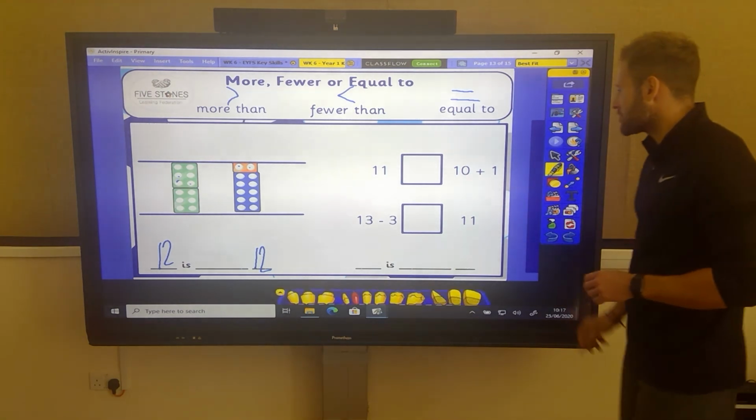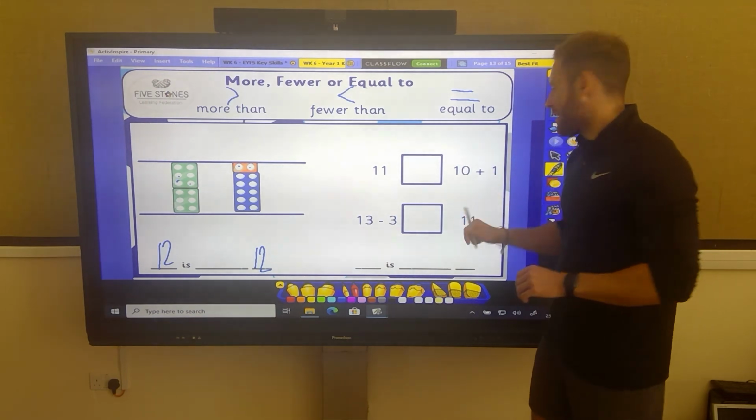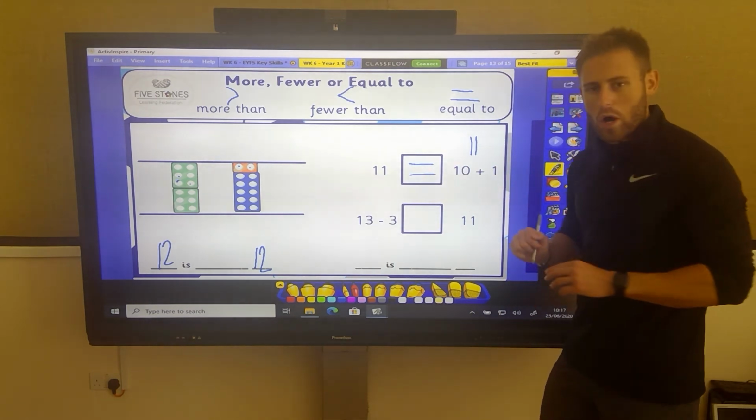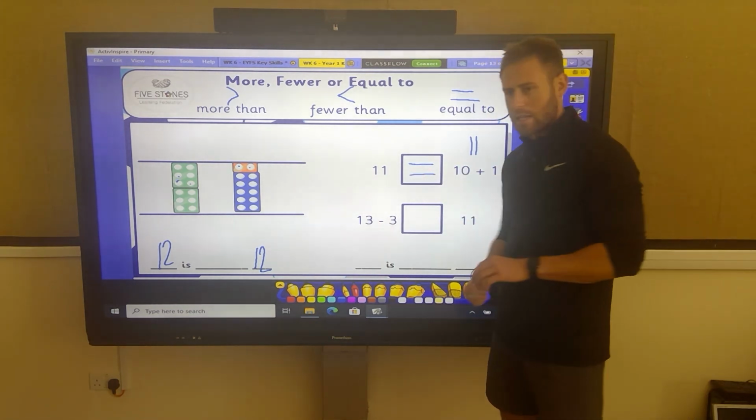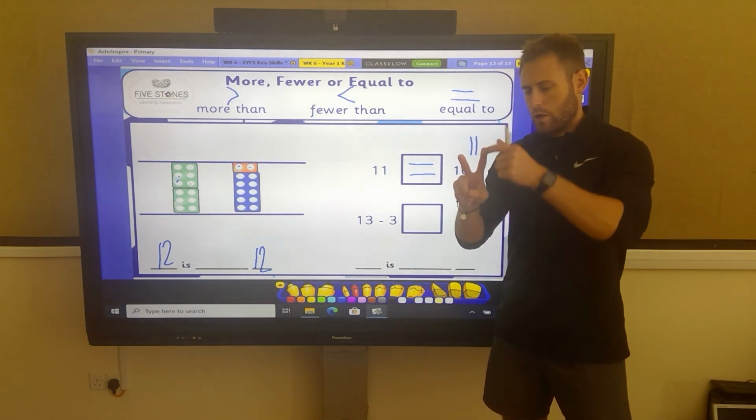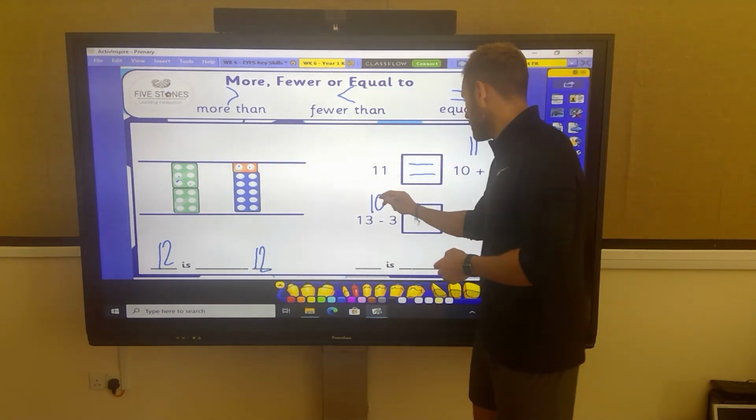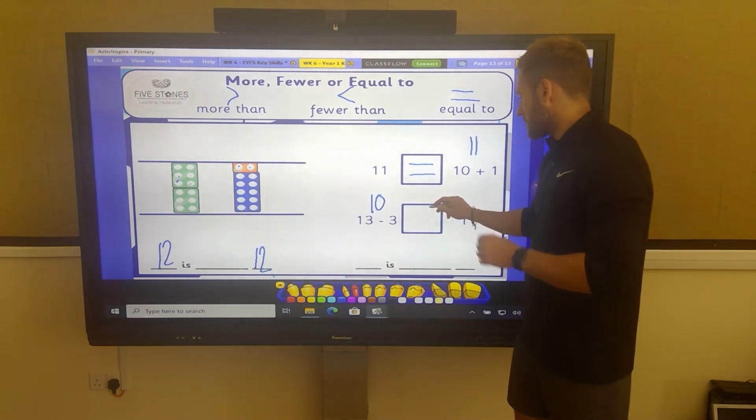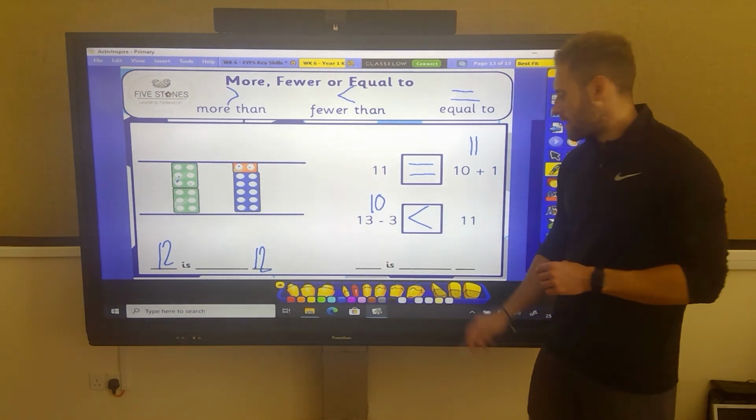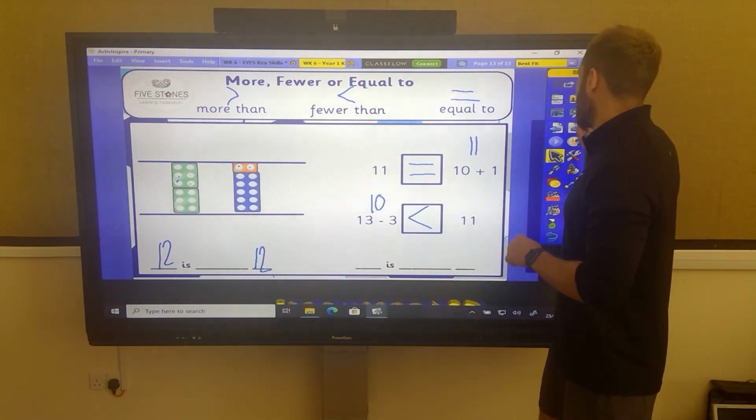Right, what did we find out? 10 and 1, what's 10 and 1? It's 11, so that means that 11 is equal to 10 and 1. What about 13 take away 3? 12, 11, 10. So that's actually 10. And 10 and 11, 10 is fewer than 11. So they're not equal, are they? It's fewer. 10 is fewer than 11. Great work if you managed to spot that.